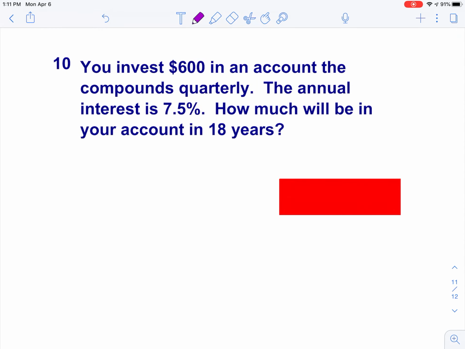You invest $600 into an account that compounds quarterly. So for that problem, it's going to be A equals P times 1 plus, since it's quarterly, it's going to be R over N to the NT. The annual interest is 7.5%. How much will be in your account in 18 years? Let's pick all of your information off of it.